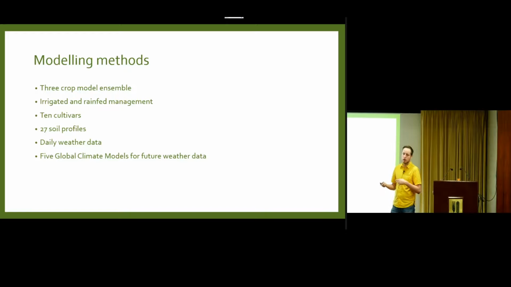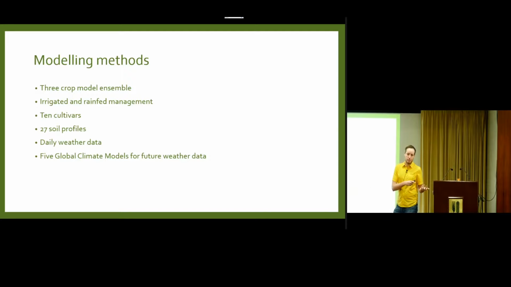And for the historic baseline, which we use to calculate what our yields are right now, we collected daily weather data. So the crop models, every day they look at what the weather is, what the temperature is, how much water is in the soil, how much water falls down, and then it calculates every day the development of the crop, how much growth we have, from the moment it's sown to the moment it's harvested.